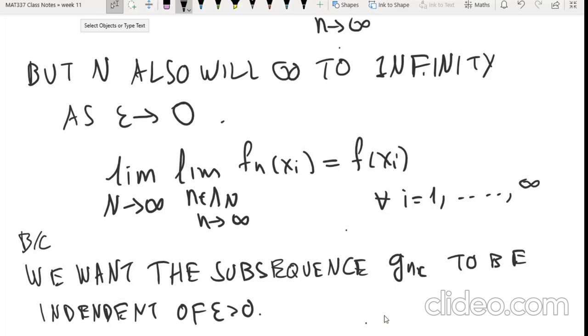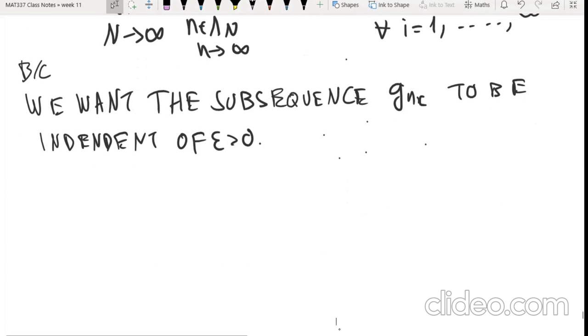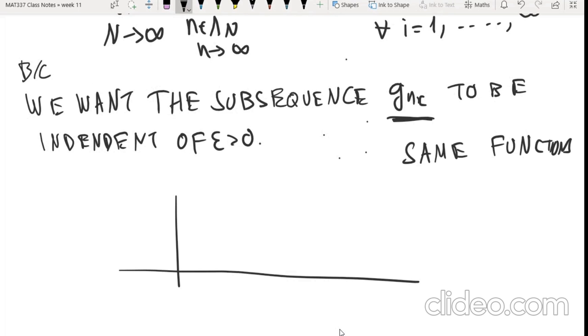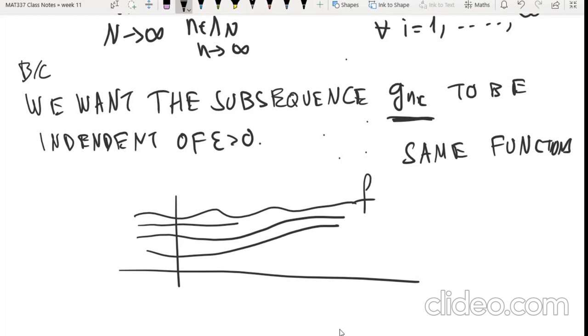We want a global subsequence. That's the point, and that's why this is so powerful. Otherwise it's obvious: for every epsilon, of course you can find some g_epsilon, but that's not what we're saying. What we're saying is you have the same functions, and the functions don't change as you change epsilon. So this is very important. It really goes to the heart. You have one subsequence that converges to f for every epsilon.